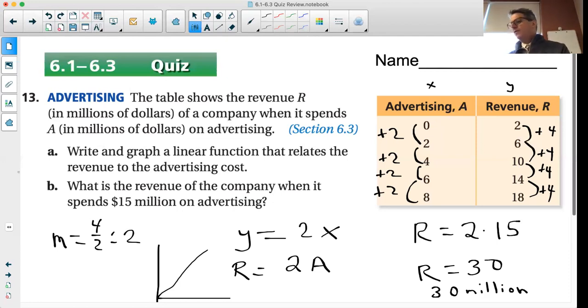All right, any questions on that? Let me know, but that looks good for now. Take a look at these problems. Your quiz will be very similar to these types of problems. And I hope you found this beneficial today. This was from page 265, the 6.1 to 6.3 quiz.